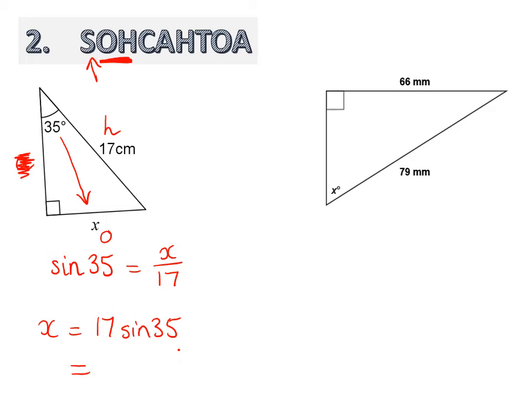And so we get the answer 9.75 centimetres. Okay, just one more just to show you how to find an angle.